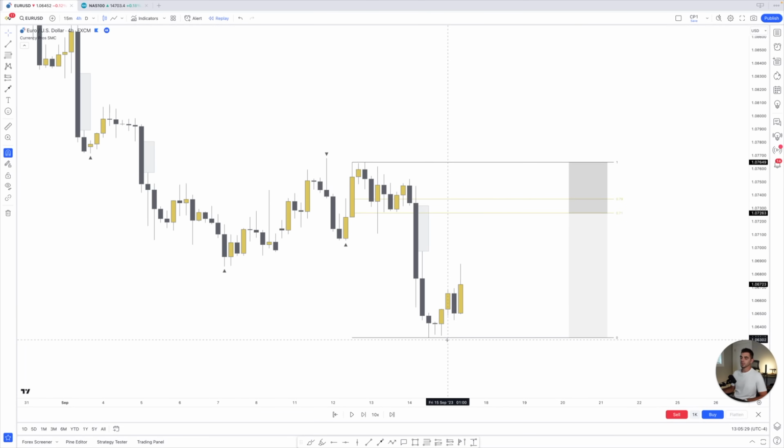Now, let's focus on buy-side liquidity first, okay? Which means all the liquidity resting above. Because if I'm taking a short position, I want to know that buy-side liquidity has been purged first, because that makes me feel a little bit safer about my directional bias.